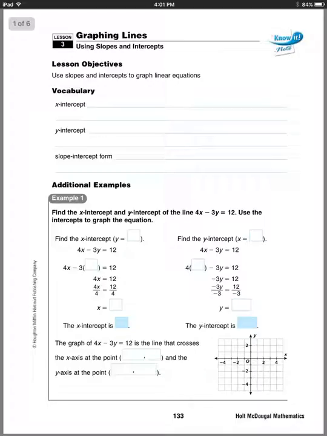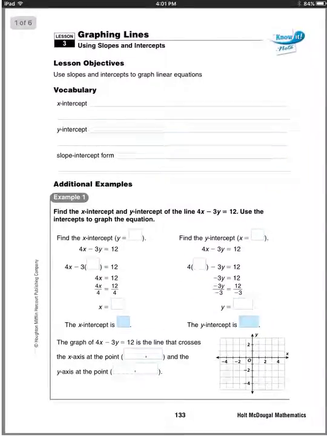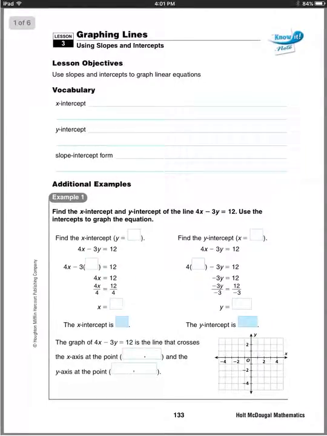Okay, when we are finding the x-intercept, our y is going to be 0. When we are finding the y-intercept, our x is going to be 0. So the opposite of what we are finding is 0. So now we're going to evaluate each equation, finding our x in the first, finding our y in the second.